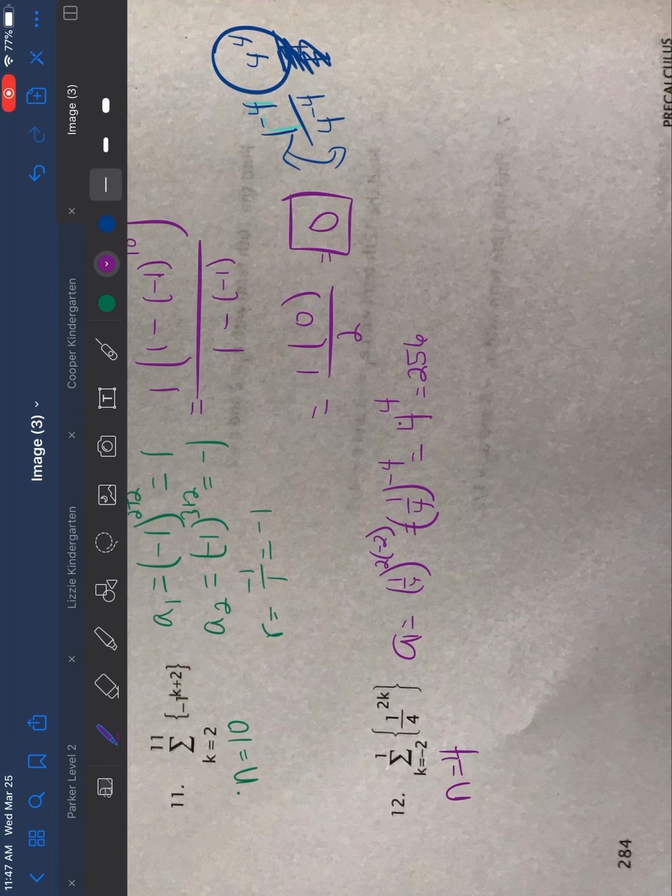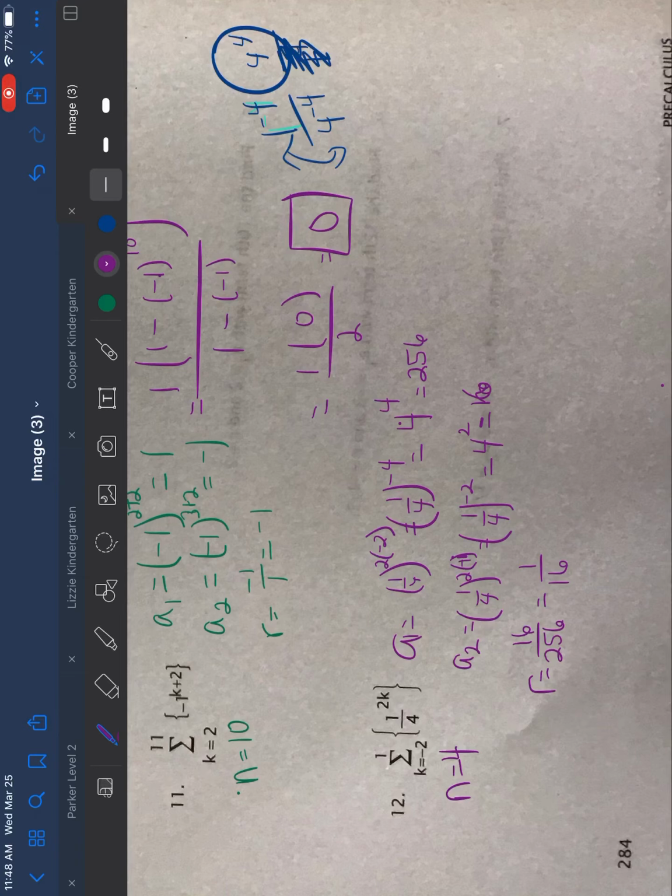Now a sub 2. We've got 1/4 to the 2 times my next term. It goes from -2 to -1. So 1/4 to the 2 times -1 would be -2. By the same properties, this is the same thing as 4 to the positive 2, which is 16. My r is going to be 16 divided by 256, which reduces to 1/16.